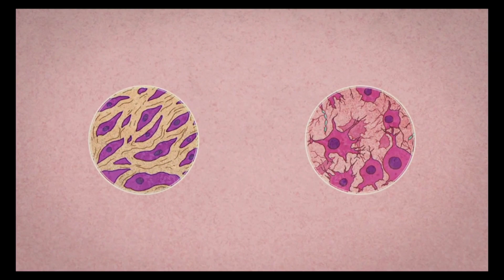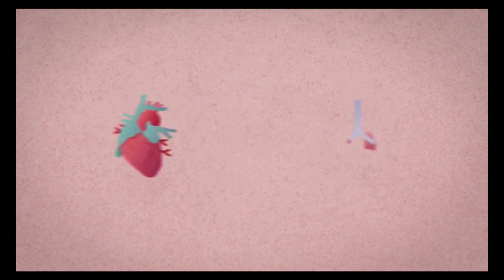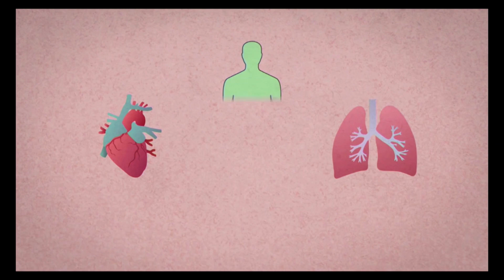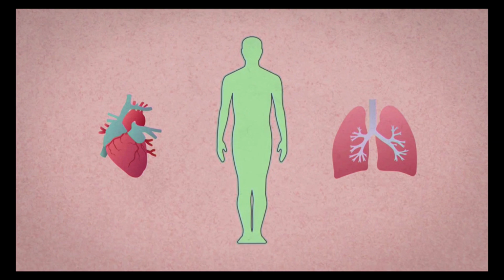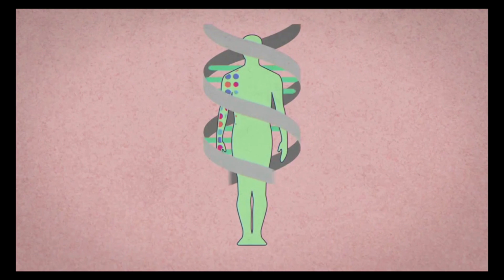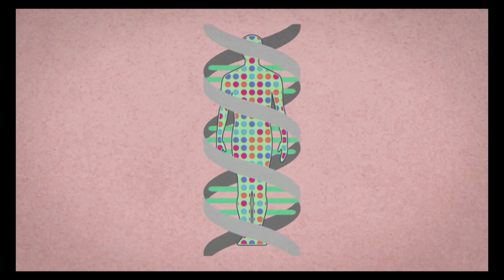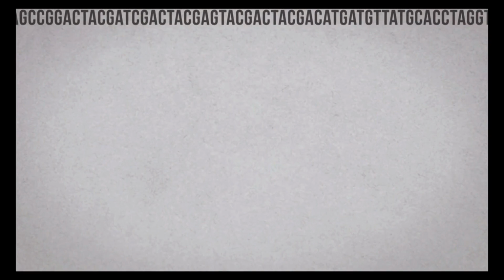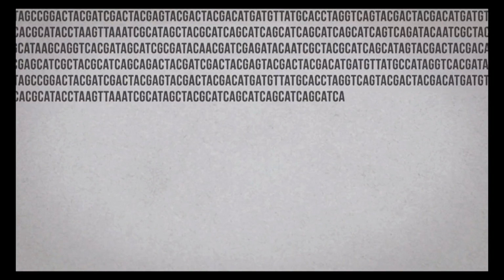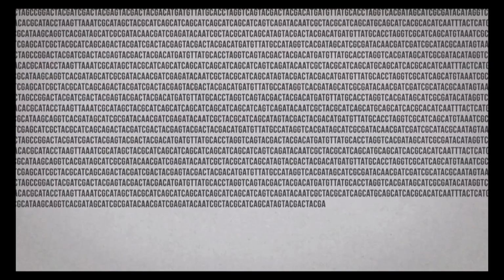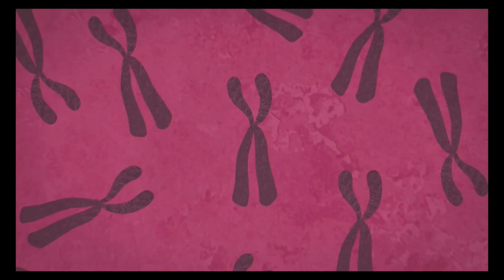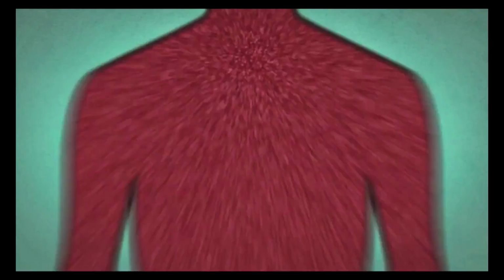Tissues cooperating with each other make organs. Organs cooperating with each other make an organism. You. So, you are who you are in large part because of your genome. Knowing the sequence of the billions of letters that make up your genome is the goal of genome sequencing. A genome is both really, really big and very, very small.